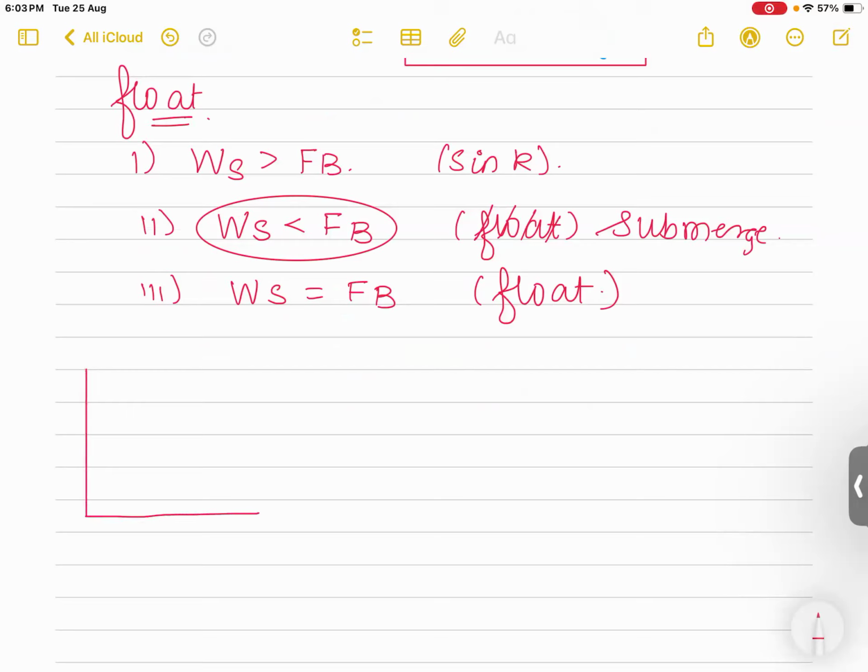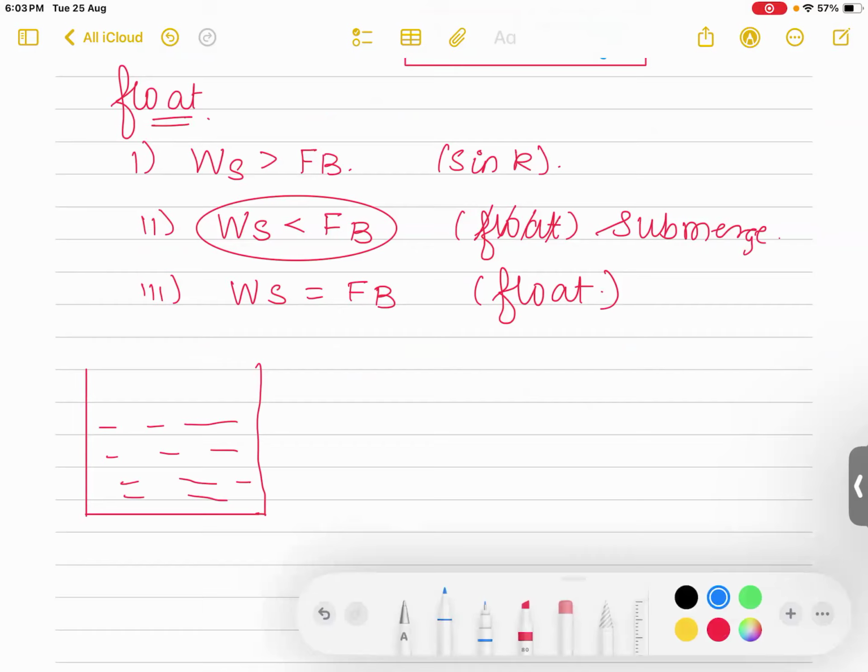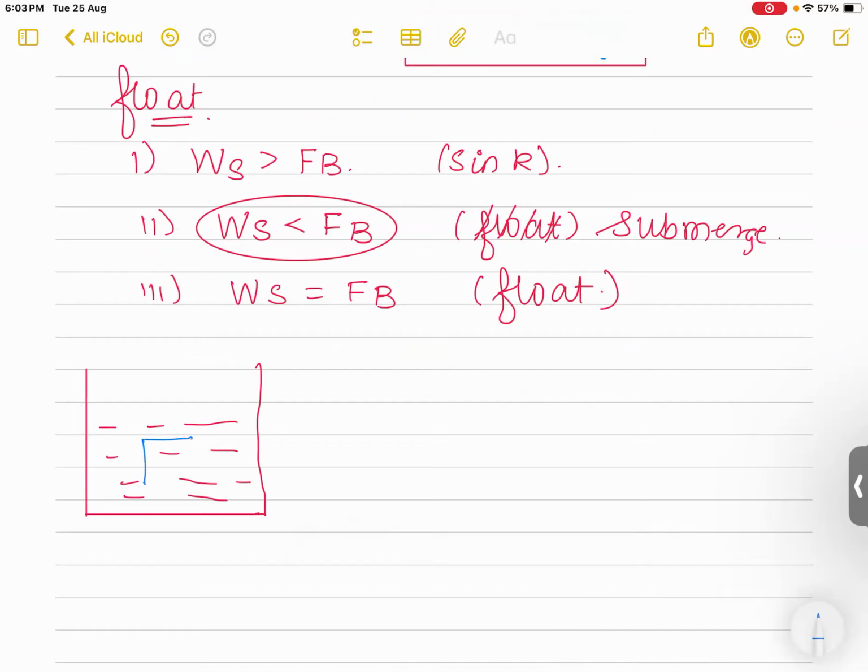Suppose I have this as a beaker, and in this beaker I have a liquid, let's say a random liquid. And if this is the object, and the object is completely inside the liquid, its weight is greater as compared to the FB which is going to act on it. So when the weight of the object is greater, that object is getting pulled in the downward direction because of its original weight, stating that the object is going to sink in that situation.